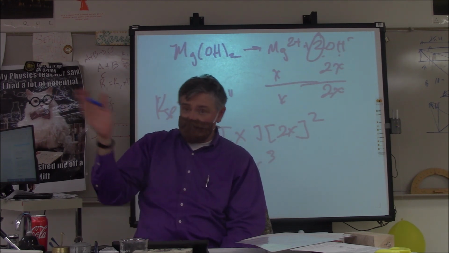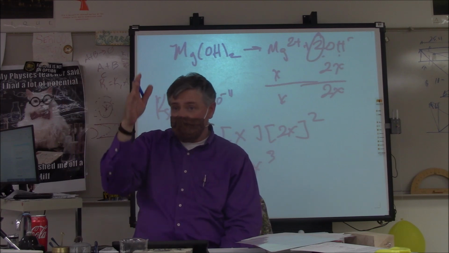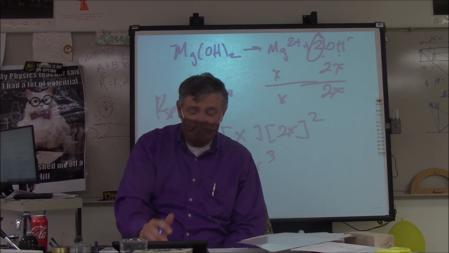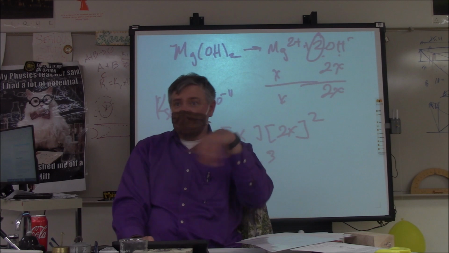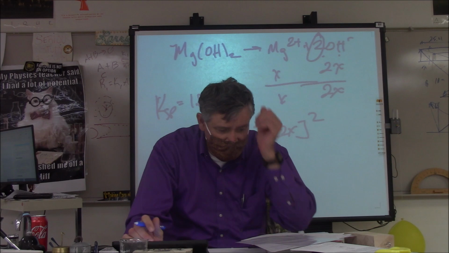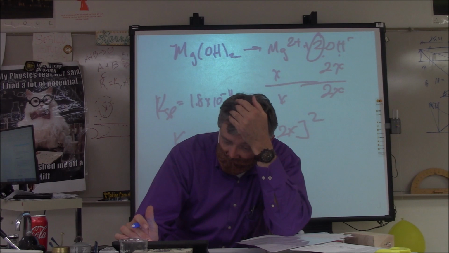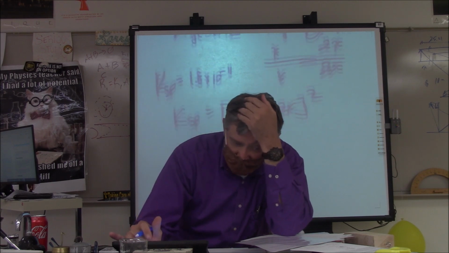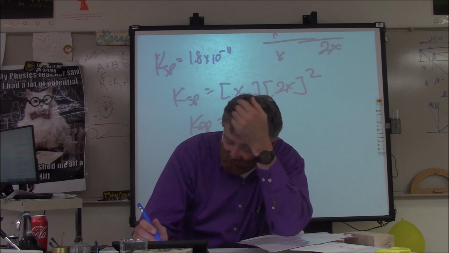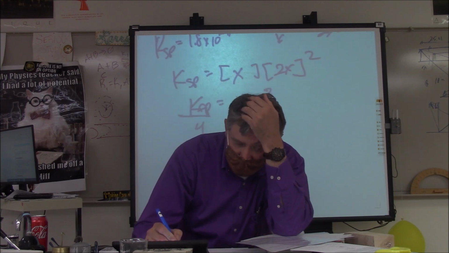Now, if it was just a 1-to-1 ionization, it would just be X times X, so X squared. If there was 3 of them, it would be 3X, and then that would get cubed. So your Ksp is going to equal 4X cubed, so you have to divide by 4, and then take the cube root. Okay? So, buddy, do that. Take that Ksp, 1.8 times 10 to the negative 11th, divide by 4, then take the cube root of it. 1.43 e to the negative 4th.